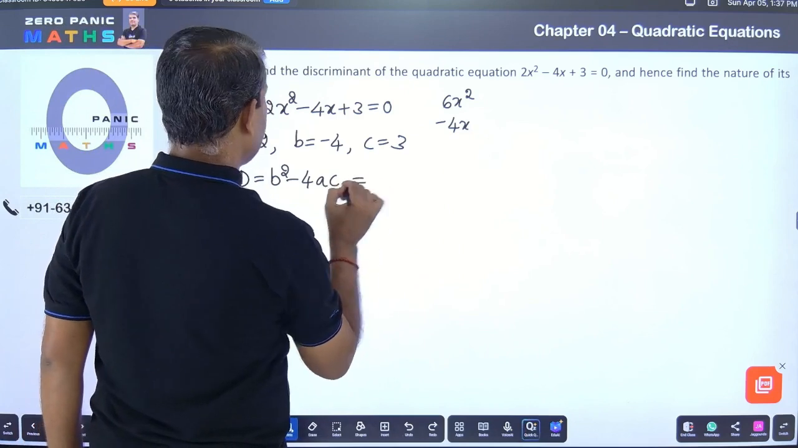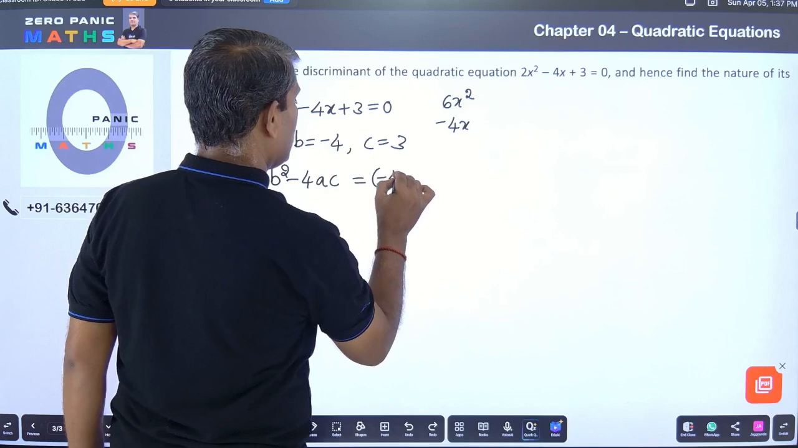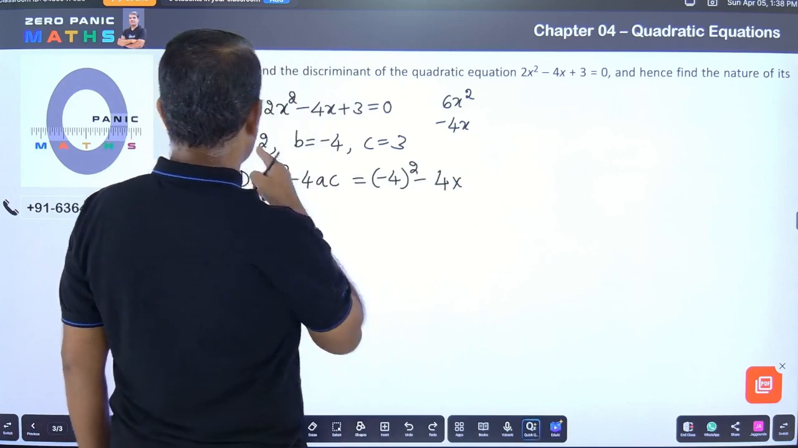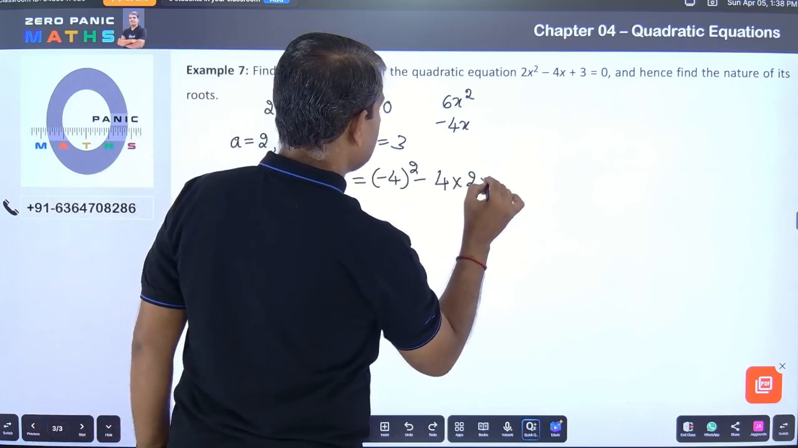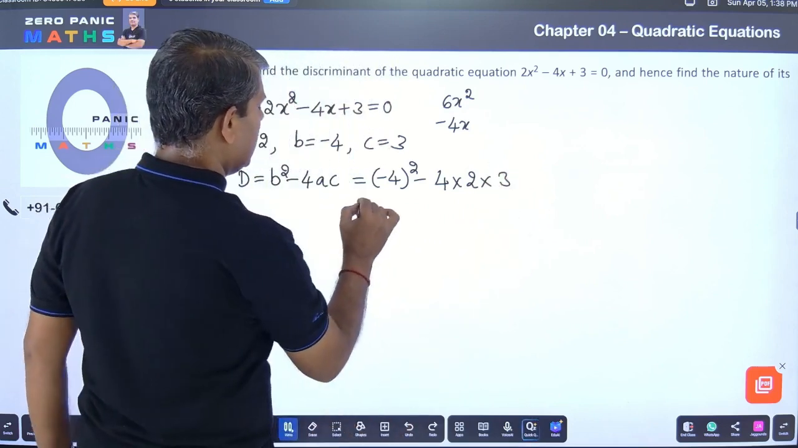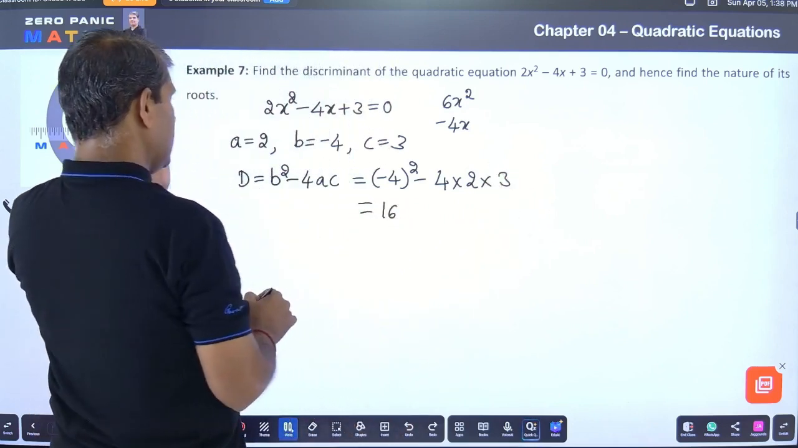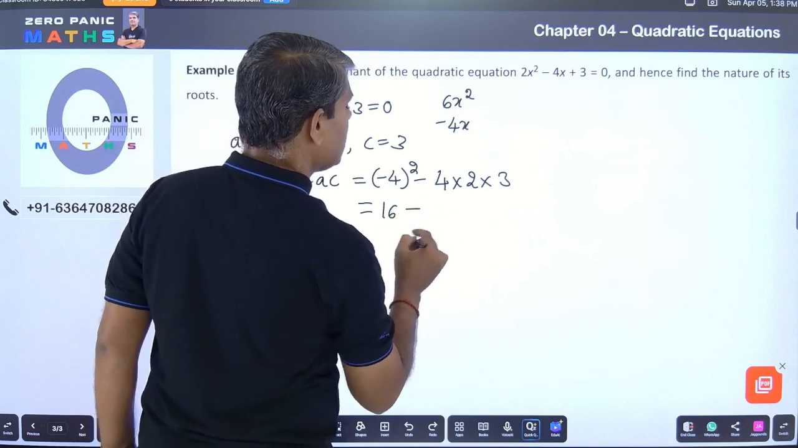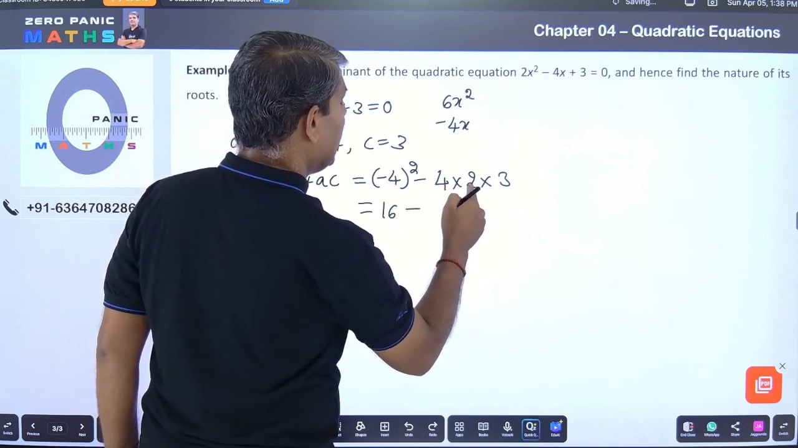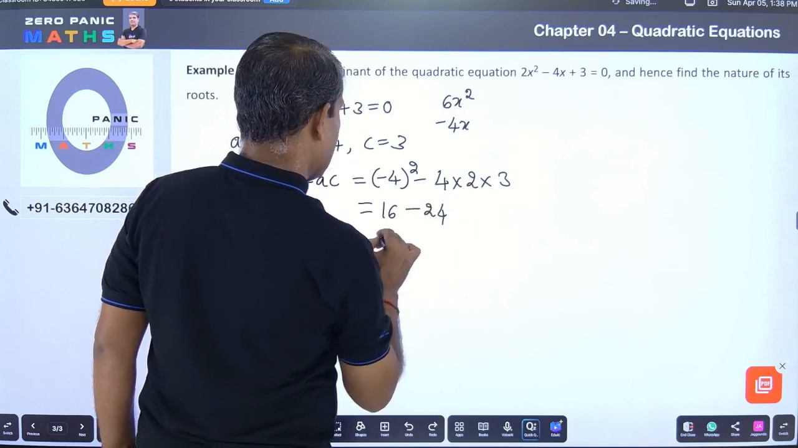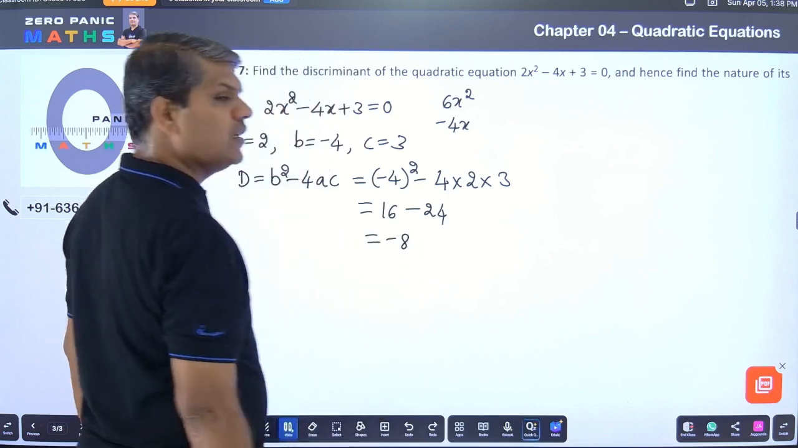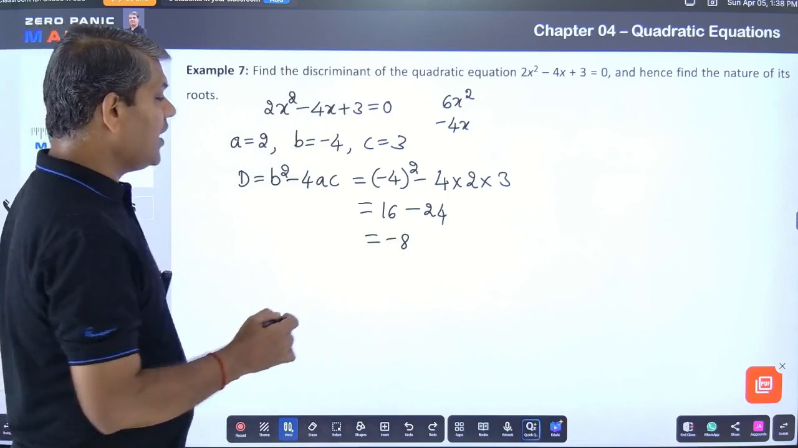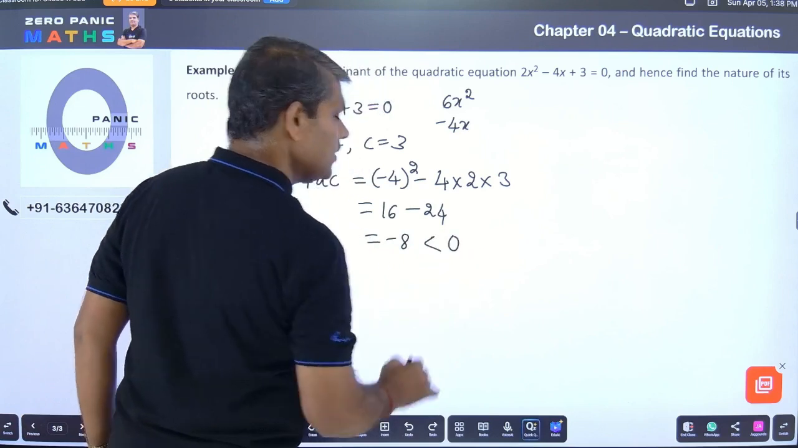Okay, so what is b square? B is minus 4 square minus 4a c. What is a? 2. What is c? 3, right? It is 16. Minus 4 into minus 4, it is plus 16. Minus 4 2s are 8, 8 3s are 24, and what is this? It is minus 8. So we got the discriminant value as less than 0.